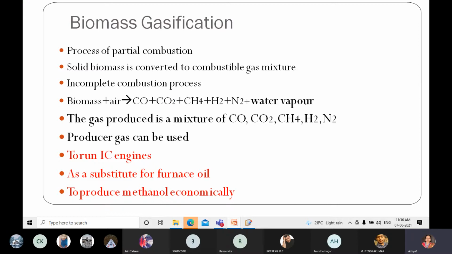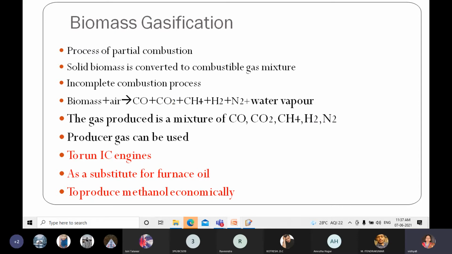The producer gas can be used in three ways. It can be used to run IC engines, that is, internal combustion engines, both compression ignition and spark ignition. It can be used as a substitute for furnace oil, and it can be used to produce methanol economically. This is biomass gasification.